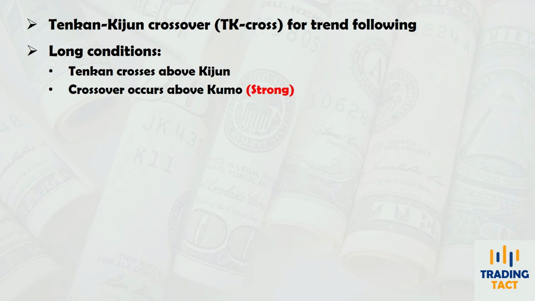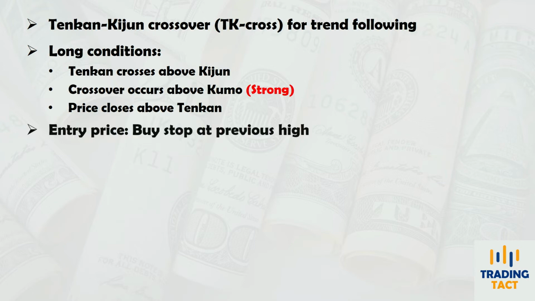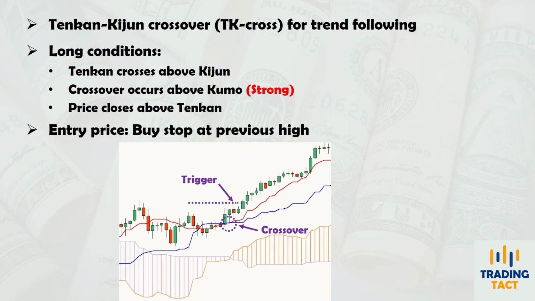In addition, I want the price to close above the Tenkan for longs. This ensures short-term momentum is in my favor. When the above entry conditions are met, I'll place a buy stop at the previous high. The chart here shows a strong bullish Tenkan-Kijun crossover.